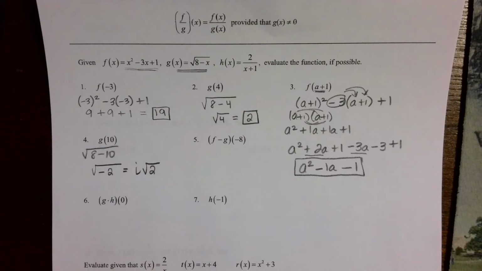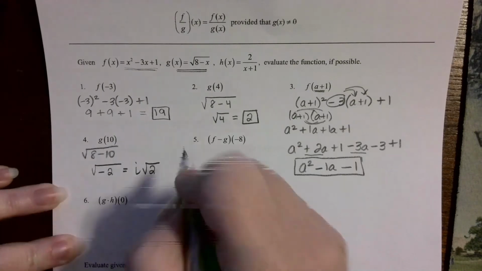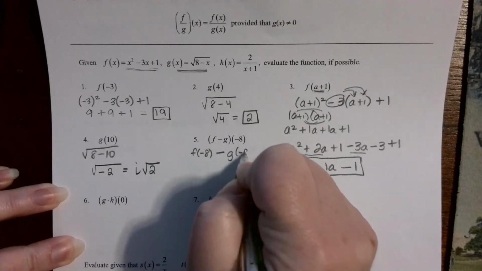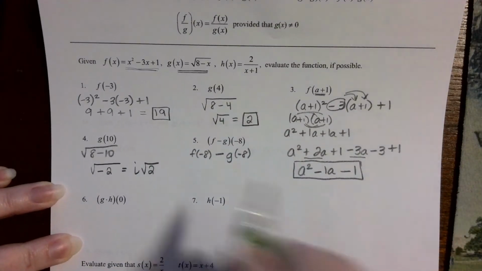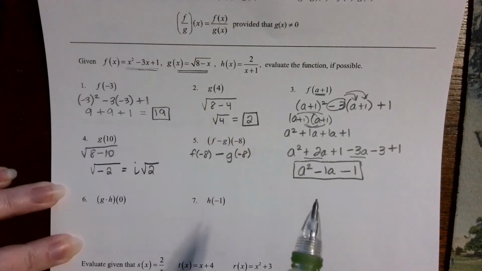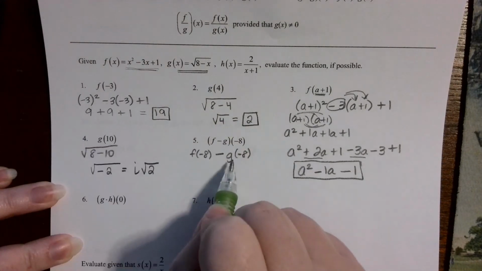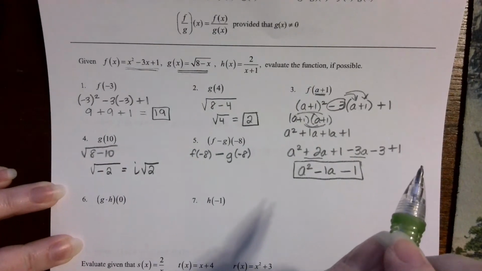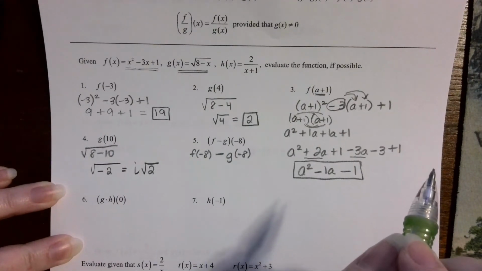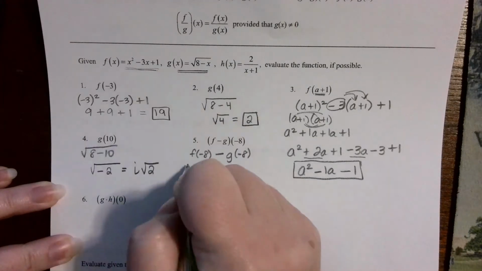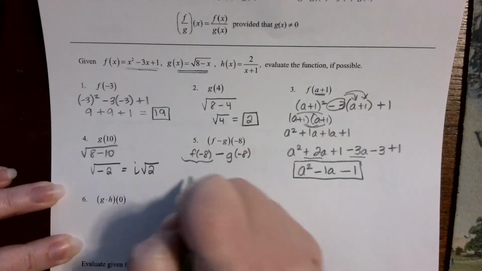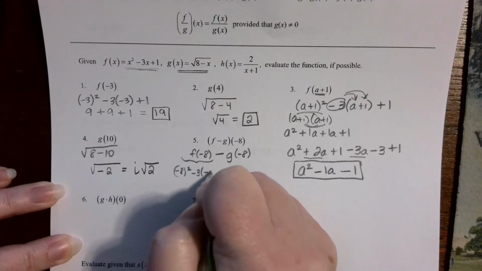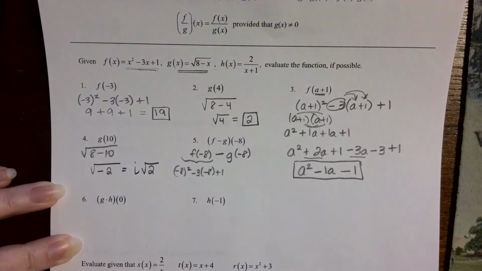f minus g of negative 8. Well, that's the same as saying f of negative 8 minus g of negative 8. So we've got to plug in negative 8 into our f equation and come out with a number. Then we have to plug in negative 8 into our g equation to come out with a number. And then we subtract those values. So let's start with negative 8 in f. If we do this one first, we get negative 8 squared minus 3 times negative 8 plus 1.